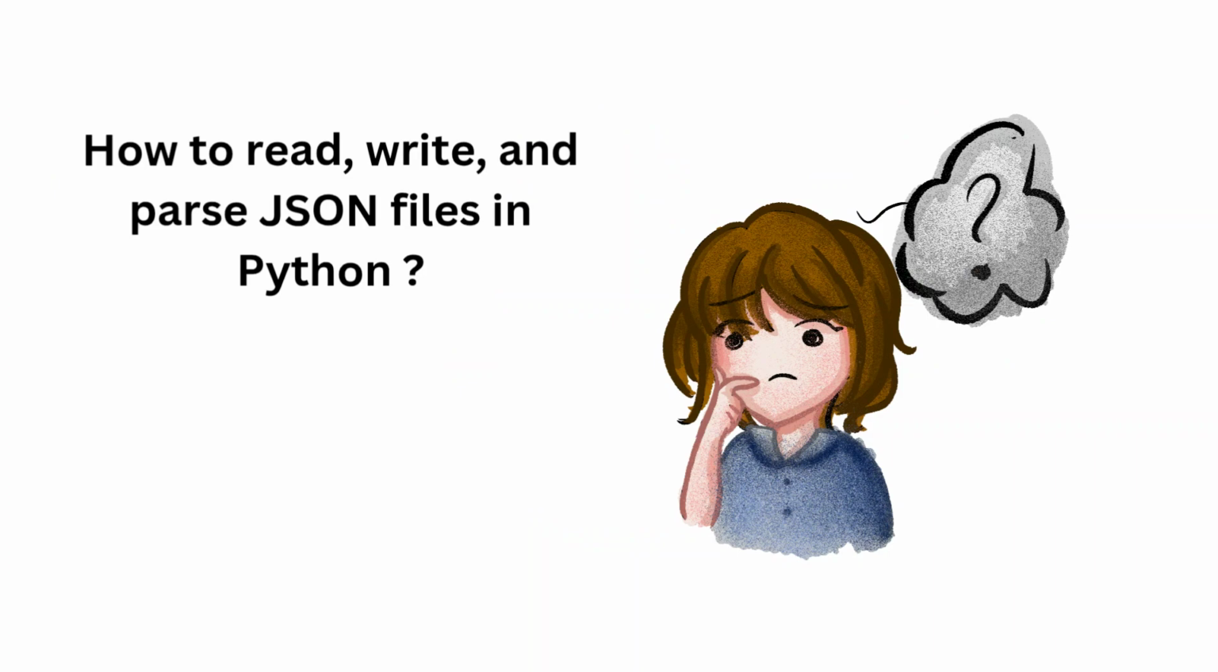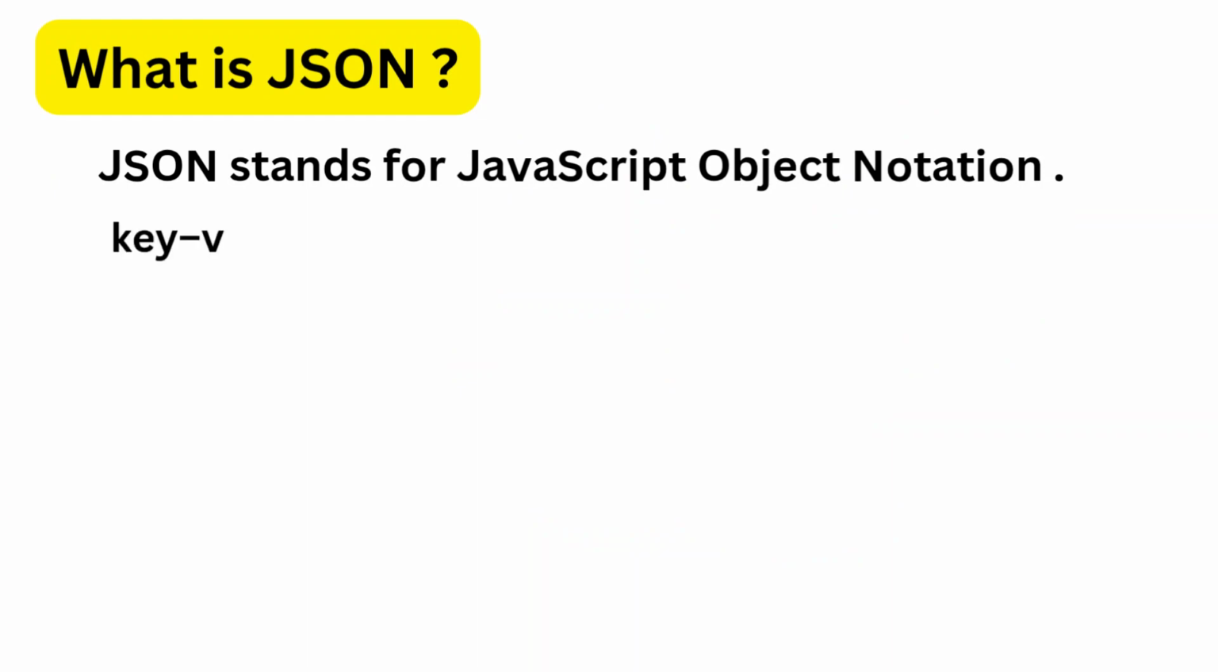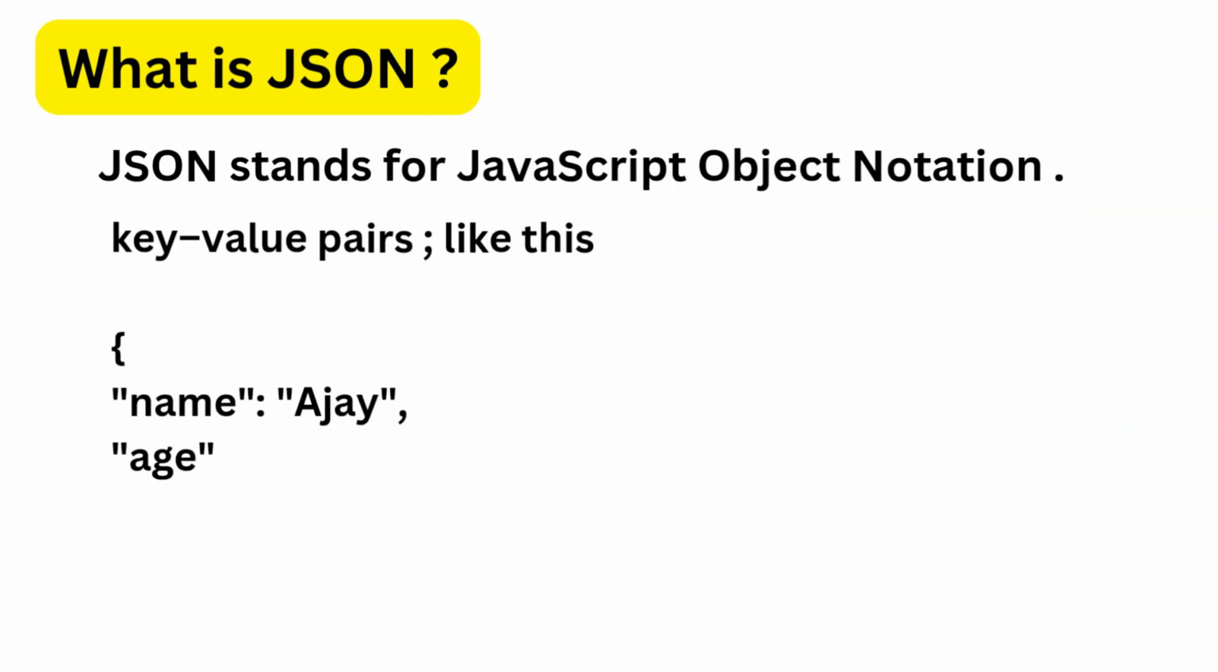Let's discuss. JSON stands for JavaScript Object Notation, but don't worry, you don't need to know JavaScript to use it. It's just a way of storing data in key value pairs. Let's see. Here, name is Ajay, age is 22, language is Python. It's lightweight, human readable, and Python supports it out of the box using the json module.